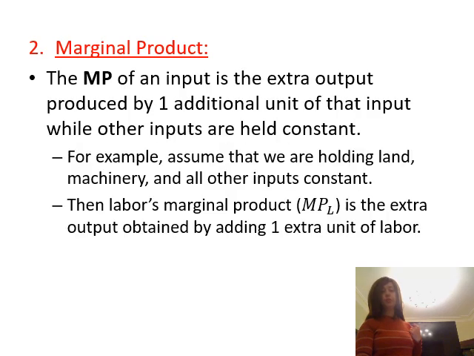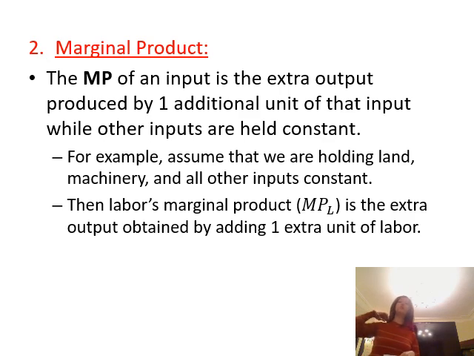The marginal product, again, what is the definition of it? The marginal product of an input is the extra or the additional output produced by one additional unit of the input while holding other inputs constant. Don't forget that. Marginal is always the additional or the extra output produced by increasing one input by 1 unit while holding all other inputs constant.